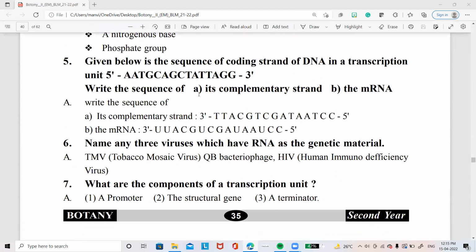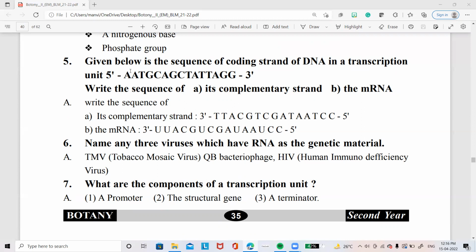Question number 5. Given below is a sequence of the coding strand of DNA in a transcription unit, from 5' to 3'. Write the sequence of its complementary strand and mRNA. The complementary strand for 5' to 3' will be 3' to 5'. Write adenine to thymine and thymine to adenine in the complementary strand. In case of mRNA, replace thymine with uracil.